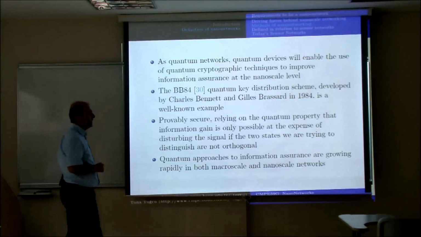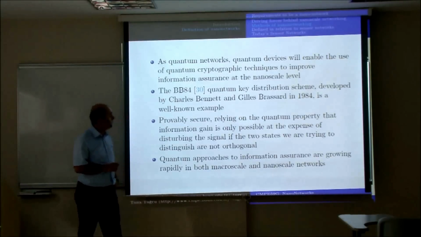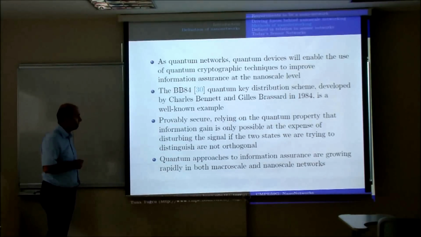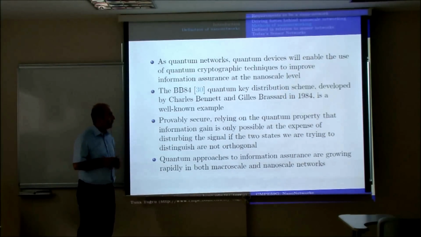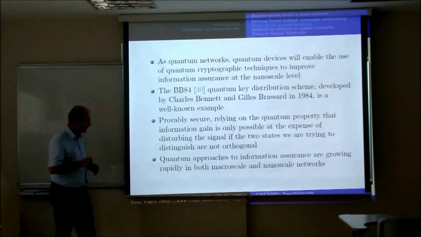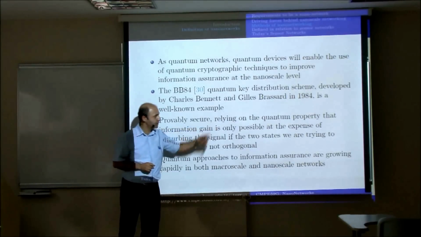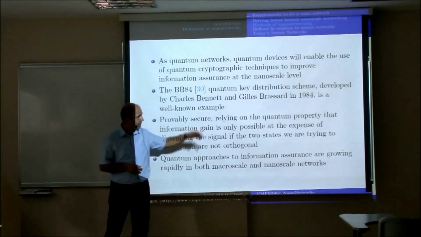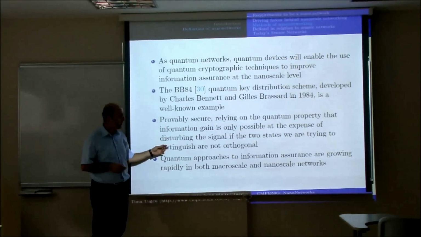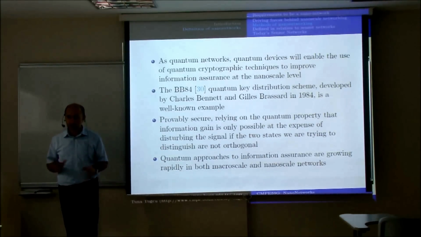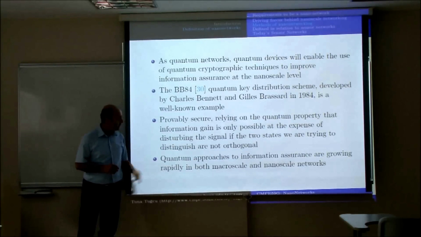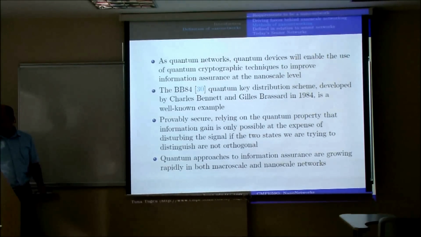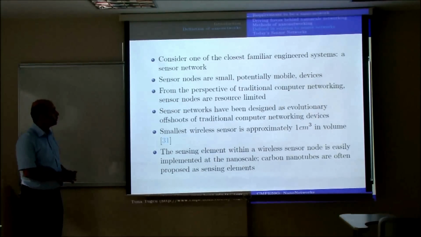As early as 1984, the quantum BB84 quantum key distribution scheme was developed for cryptography. It's provably secure, relying on the quantum property that information gain is only possible at the expense of disturbing the signal, if the states we're trying to distinguish are not orthogonal. The quantum approaches to information assurance are growing rapidly for both macroscale and nanoscale networks.